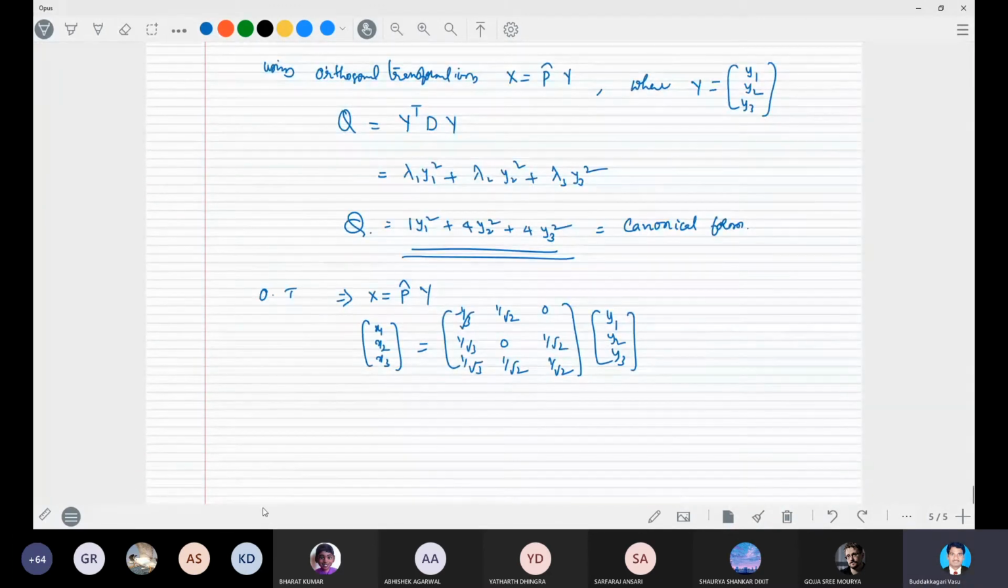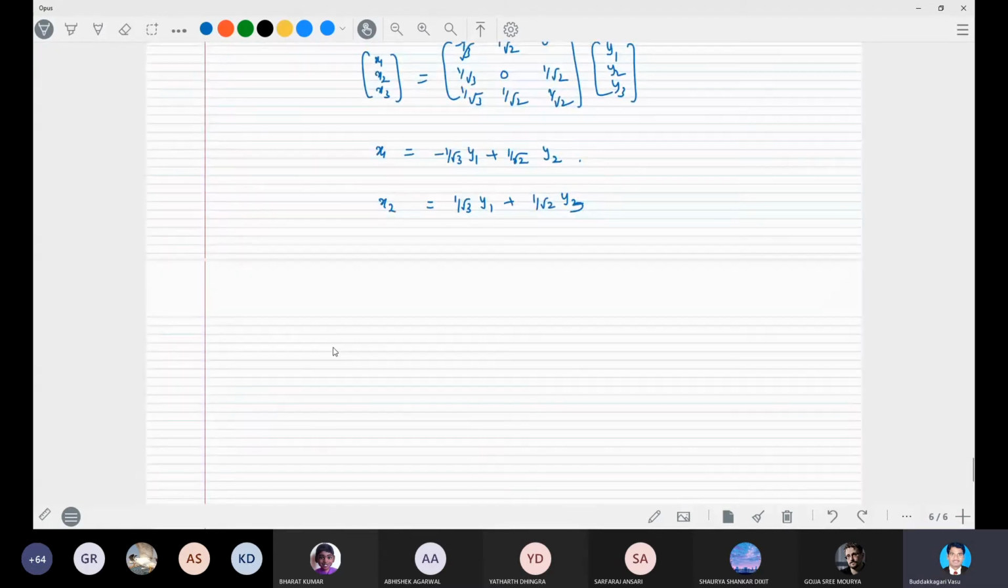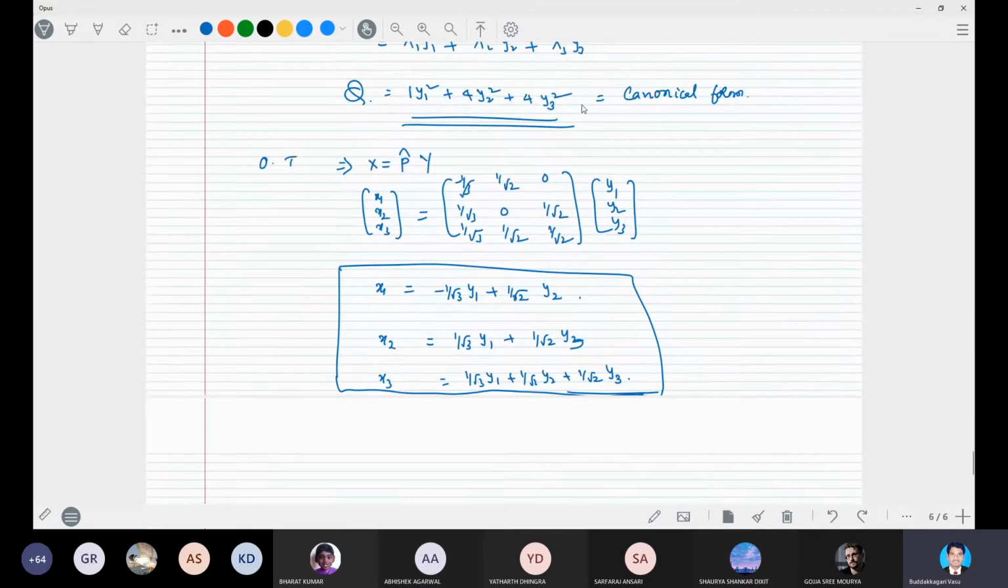So the transformations we can write. X1 is equal to minus 1 by root 3 Y1 plus 1 by root 2 Y2. Next, X2 is equal to 1 by root 3 Y1 plus 1 by root 2 Y3. X3 is equal to 1 by root 3 Y1 plus 1 by root 2 Y2 plus 1 by root 2 Y3. These are the transformations which transform the given quadratic form into sum of squares.